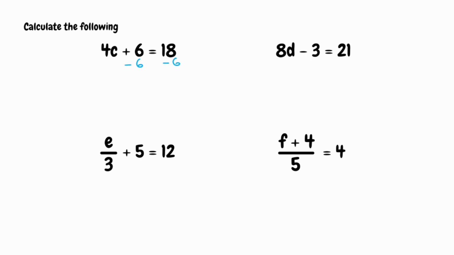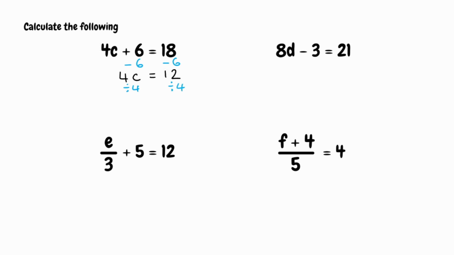So now on the left-hand side, we're just left with 4c is equal to, and then if we do 18, take away 6, that's going to give us 12. Well, we've now got that 4c is equal to 12. So to get c on its own, we have to divide by 4. So if I divide the left-hand side by 4, I've also got to do that to the right-hand side.